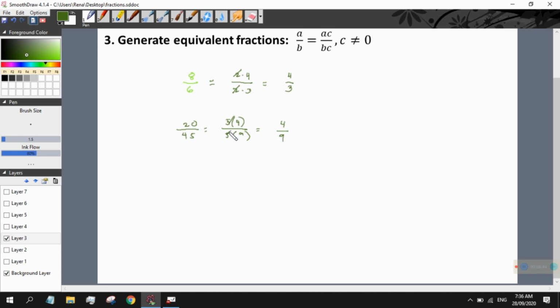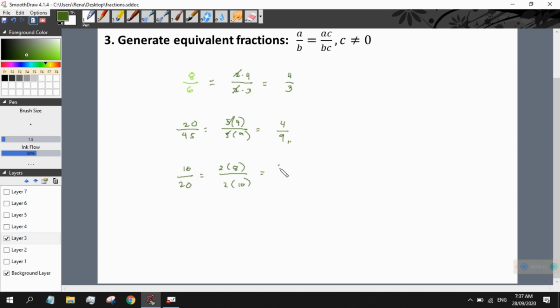We don't have any value that can be factored out of 4 and 9 to generate another equivalent fraction. So ito na yon. Another one, let's have 16 over 20. For 16 over 20, both of them are divisible by 2. We have 2 times 8 at saka 2 times 10.